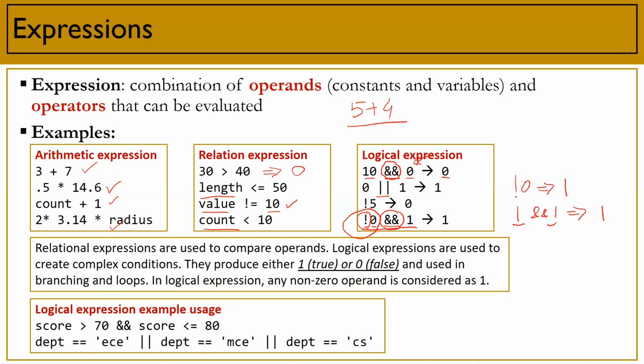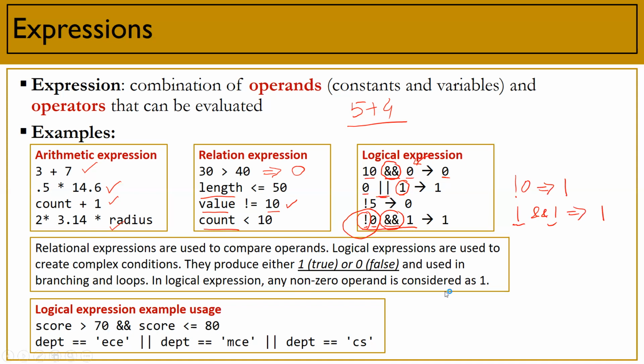And then here you can see that for logical OR, if any of the operands is non-zero, then it will give you 1. So if you see 0 logical OR with 1, this is non-zero, so you'll get 1, right? Relational expressions are used to compare operands, and logical expressions are used to create complex conditions. They produce either 1 or 0, and they are used in branching and looping, which we'll talk about later in the class. In a logical expression, keep in mind any non-zero operand is considered as 1, true, okay?